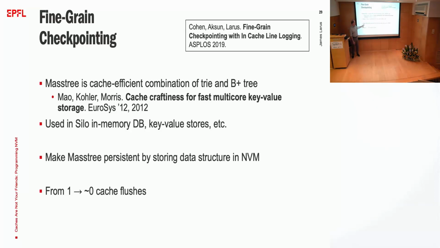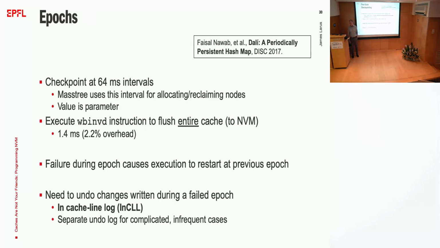And what we showed is that you can make Masstree persistent by using this technique of fine-grained checkpointing in cache line logs. And you basically go from 1 to almost 0 cache flushes in this case. And you introduce a relatively low overhead. I'll show you in this talk. The key idea with this is that we are going to break execution down into epochs, which are checkpoint epochs. We're using a 64 millisecond epoch because that's the time interval that Masstree uses for doing memory allocation and deallocation. We could use any amount of time.